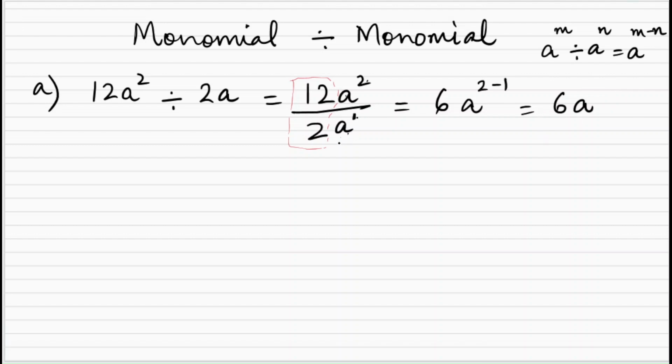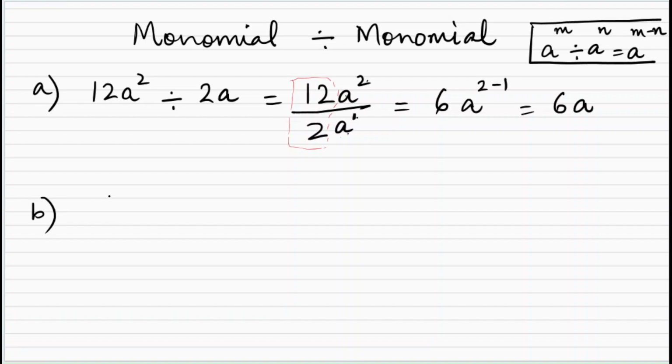So when we have a variable term, like over here we had 2a, not a constant only, a variable term in the denominator, at that time we are going to use this law of exponents.